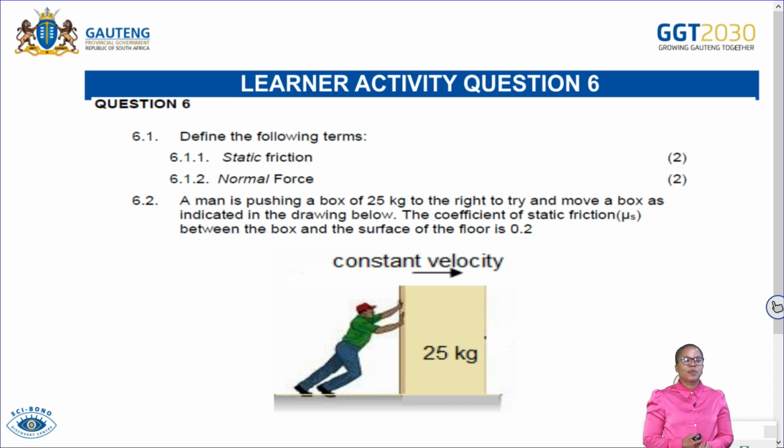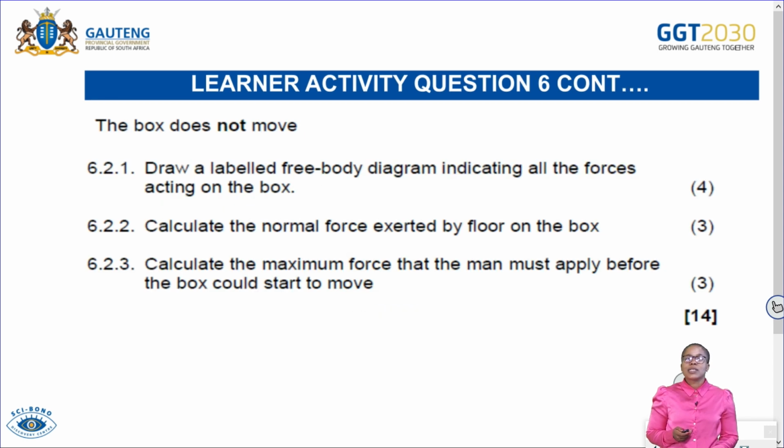6.2, a man is pushing a box of 25 kilograms to the right. To try and move the box as indicated in the drawing below, the coefficient of static friction, which is mu s, between the box and the surface is 0.2. Here's the guy, trying by all means to move a 25 kg box. Okay, let's find the questions. The box does not move. That means it's applying not so big a force.